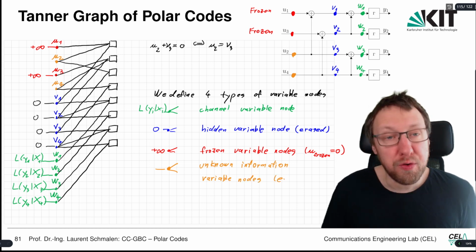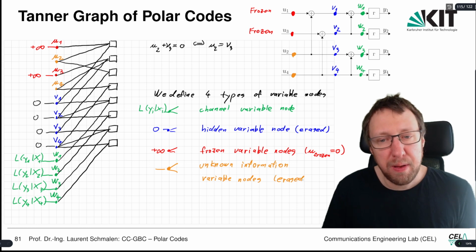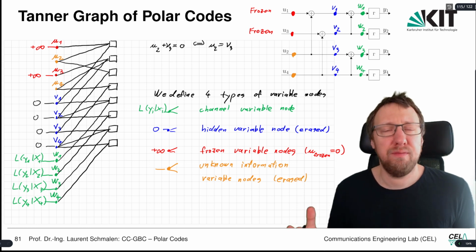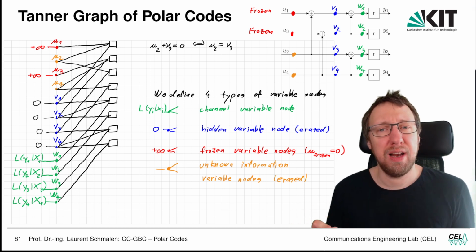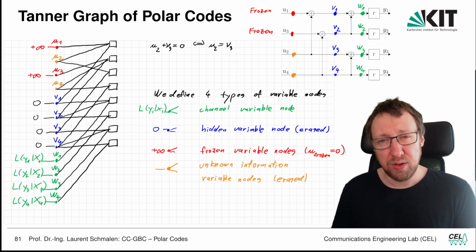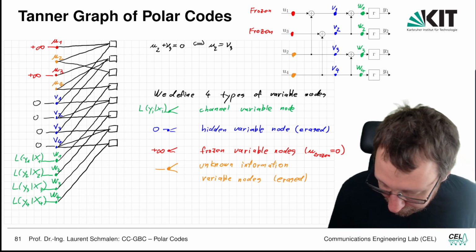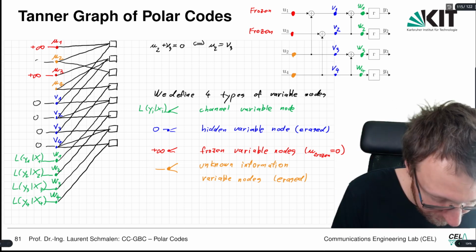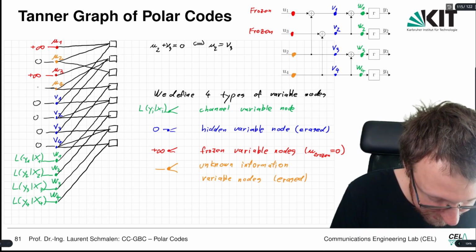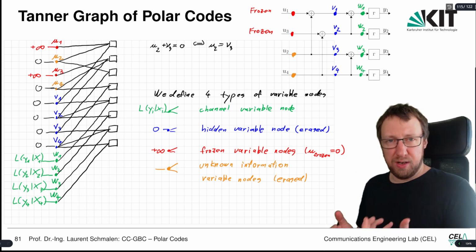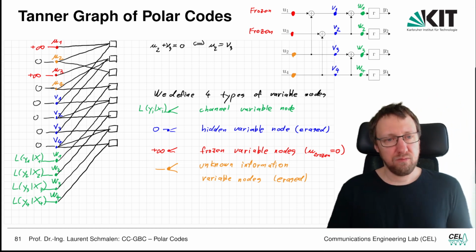And they are erased as well because we don't know their value. We don't know how they look because we have a non-systematic code. So we don't know their value, and we have to assume that they are erased as well. So we put a 0 as a channel related log likelihood ratio.